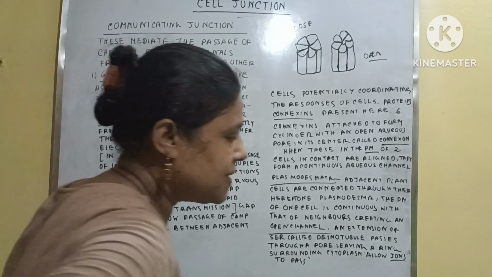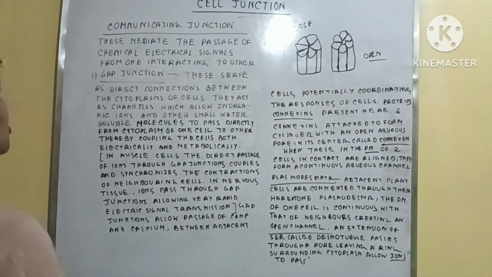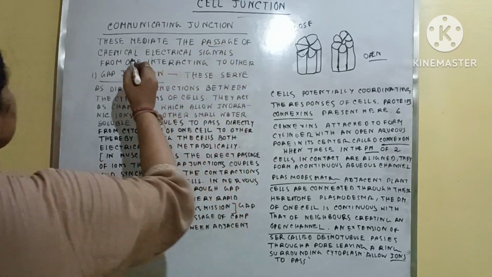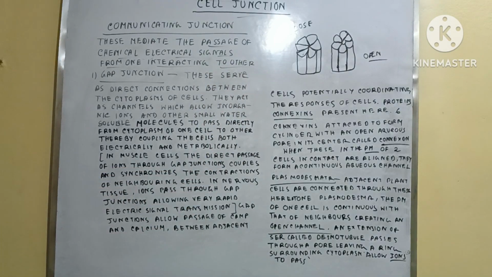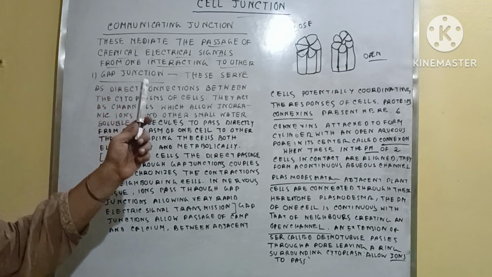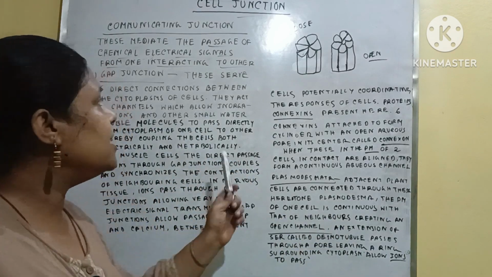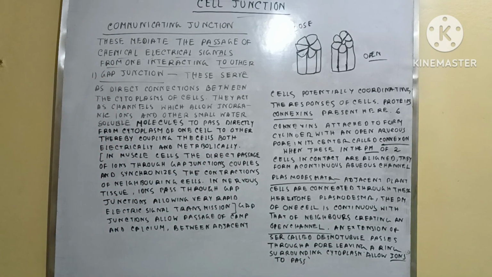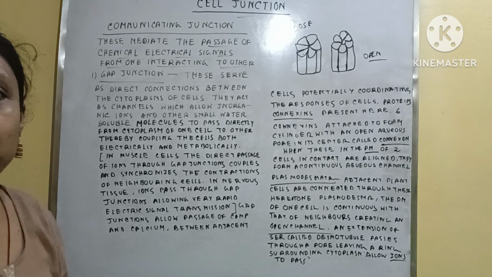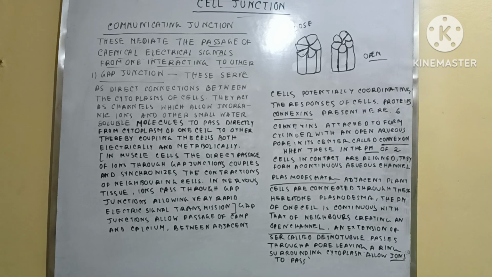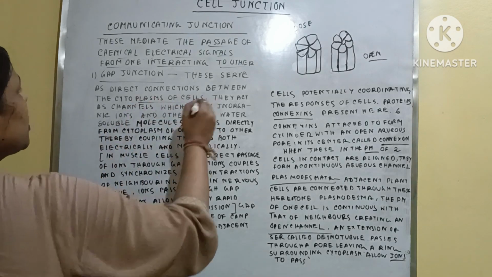So what is the communicating junction? This mediates the passage of chemical and electrical signals from one interacting cell to the other. That means from the cytoplasm of one cell to the cytoplasm of the other cell. Here a passage is created for the entering of ions and smaller molecules. In this part there is an important junction, the gap junction, and these serve as the direct connections between the cytoplasms of the cells.